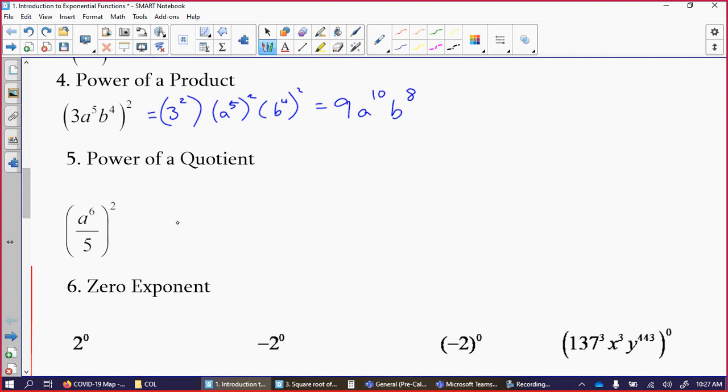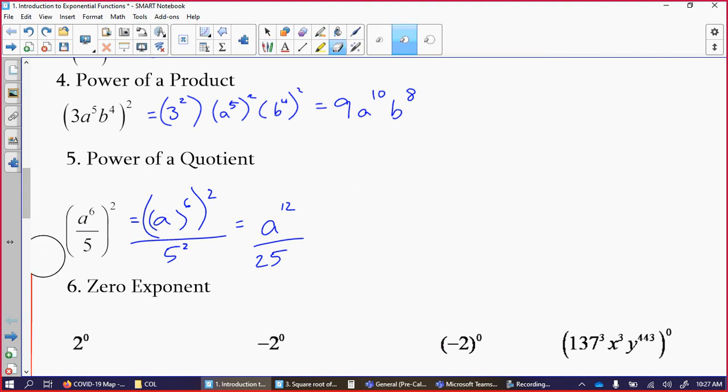The quotient is the same. This you can look at as a to the 6th squared divided by 5 squared. And if you're good with exponents and had no issues or anything like that, you can go, well, I know this is a to the 12th, and this is not 5, but 25. So we can expand those out.